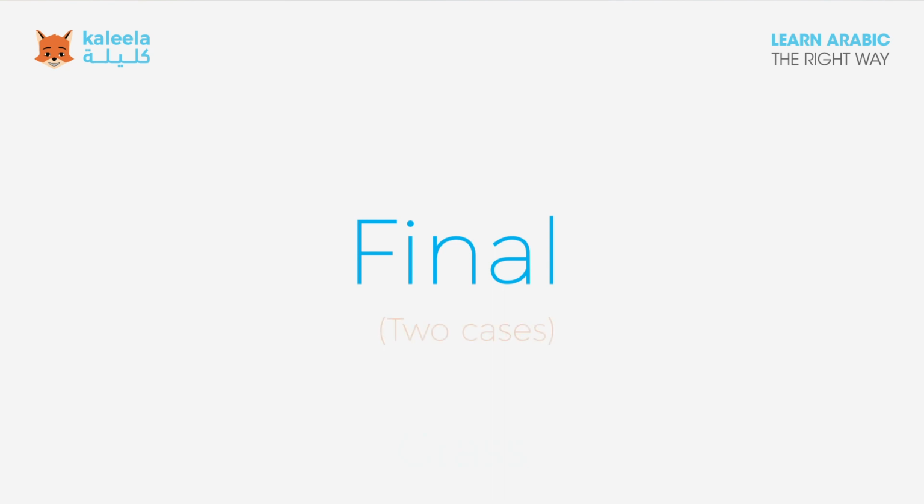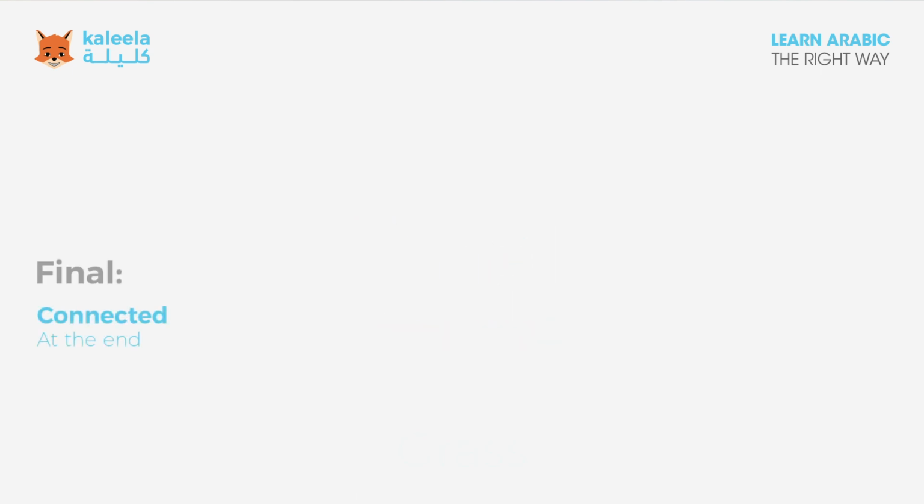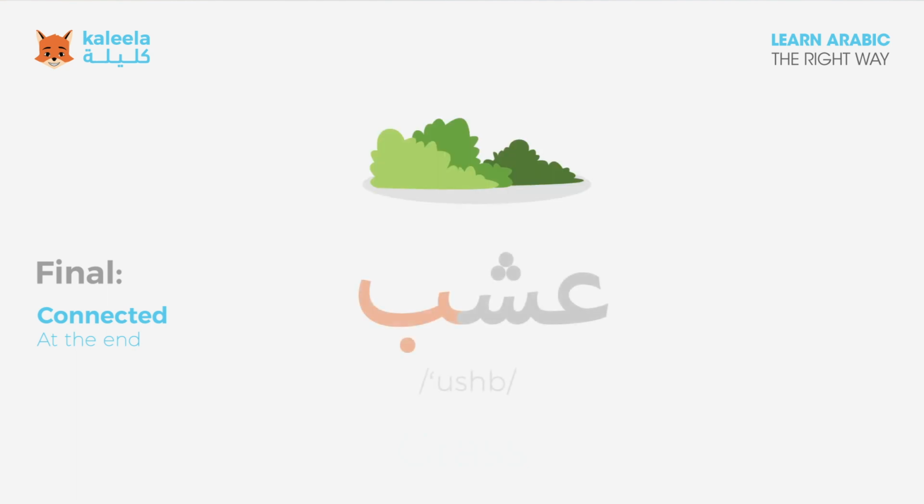And the last shape of the letter Ba is final, when it comes at the end of a word. Here we have two cases. The first case at the end while being connected to the previous letters in the word, as in Ushb, which means grass. The Ba here looks like a long horizontal curve written from right to left with a dot underneath.